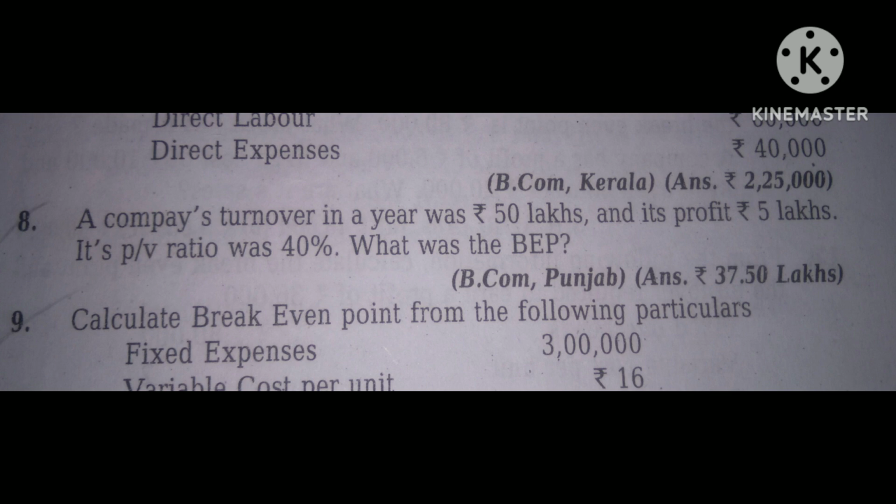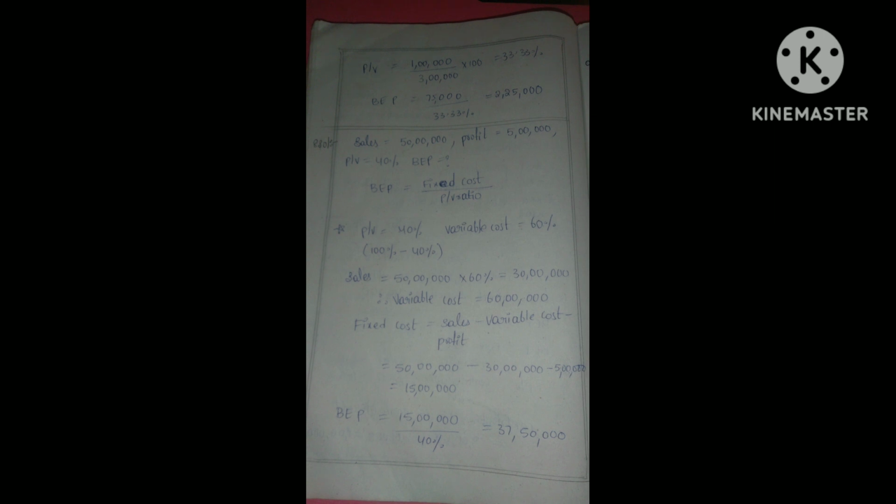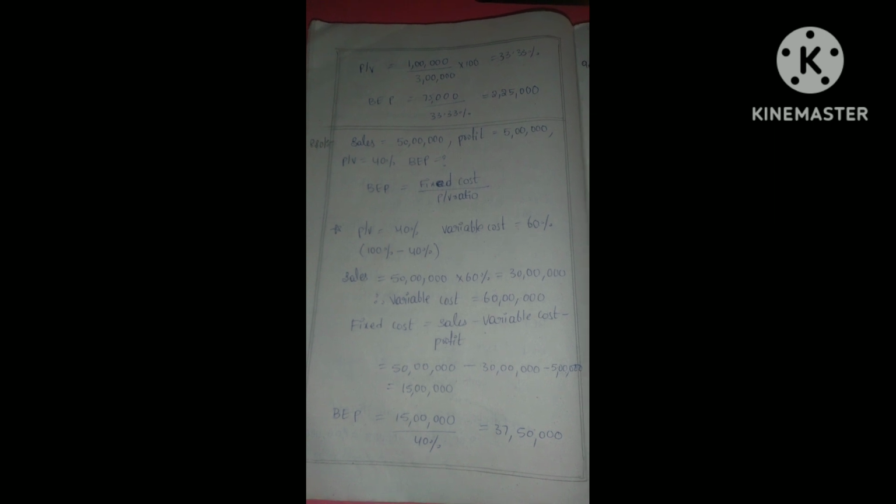So guys, now let's see the eighth problem. A company's turnover in a year was rupees 50 lakhs and its profit is rupees 5 lakhs. Its P by V ratio was 40%. What was the BEP? So now we have to find out the BEP. So now we will see the problem. Given sales is 50 lakhs, profit is 5 lakhs and the P by V ratio is 40%. So now we have to find out BEP.